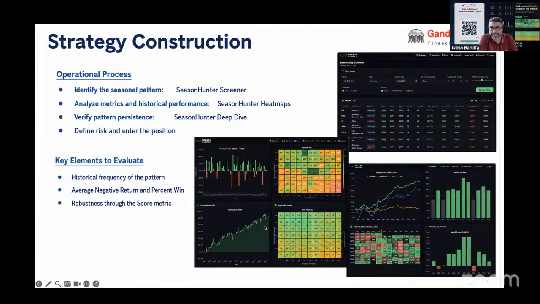The key elements here, and Giovanni, if you agree, you can add your point. But for me, what is important is to see the historical frequency of the pattern. So how many times it has been up or down, the average negative return and the percent win, because of course the percent win is one point, but you want to see if on average this has been losing a lot. And also the robustness in terms of score that combines all the metrics in one metric. Those are the metrics I will evaluate.